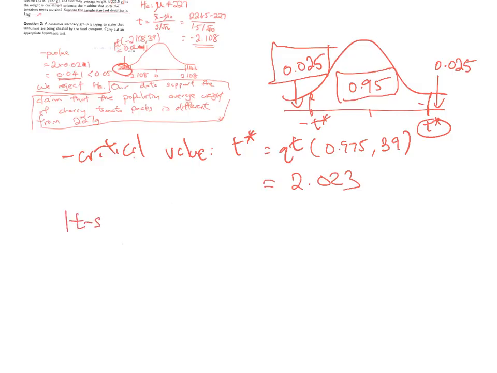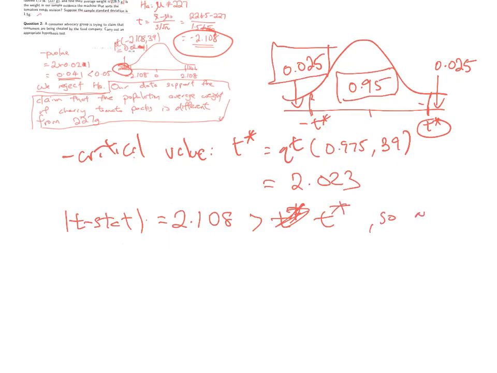So the absolute value of our t statistic is over here, 2.108, which is greater than t star. So we reject the null. I'm not going to write the conclusion statement over here; the statement I have in the box, we should write it over there. So you realize that with either approach, the conclusions are the same. The two approaches should not lead to a contradictory set of conclusions.